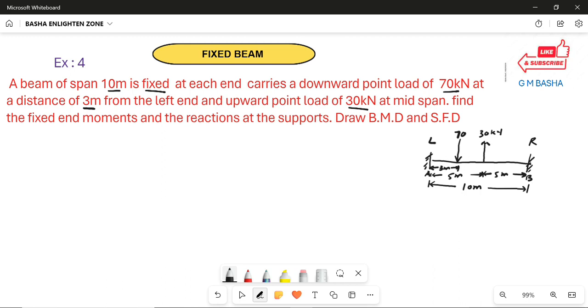But in this problem, we have to remember one thing: one load will be acting upward, another will be acting downward. So here the conditions change in the formula. In the last problem, two loads were acting, both eccentric from end A. But here one will be acting exactly at the midspan, another will be acting eccentrically. So first of all you have to find out the fixed end moments.